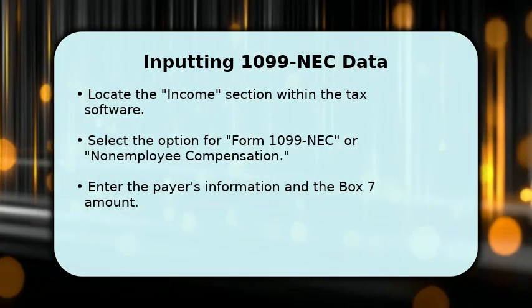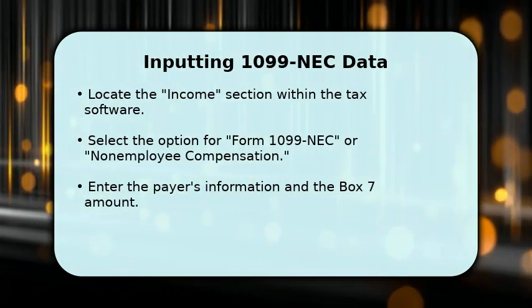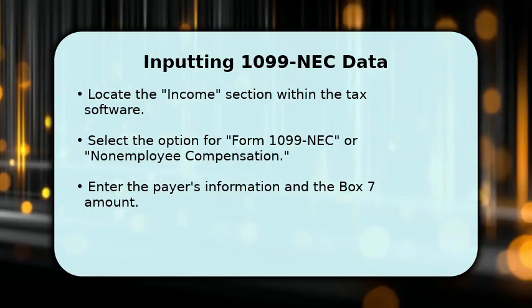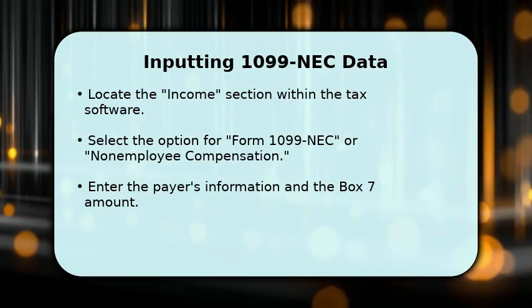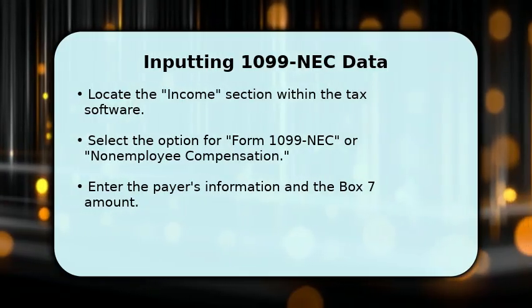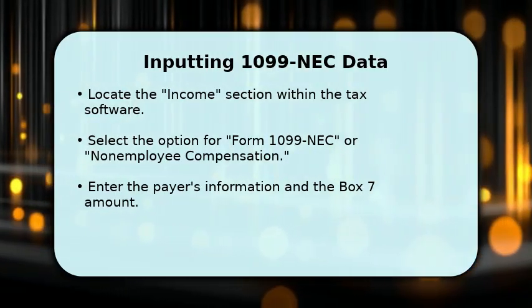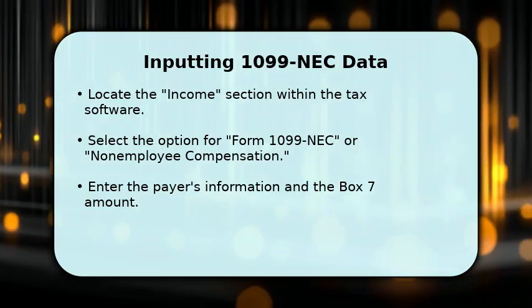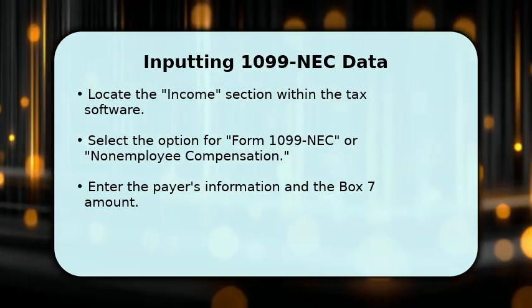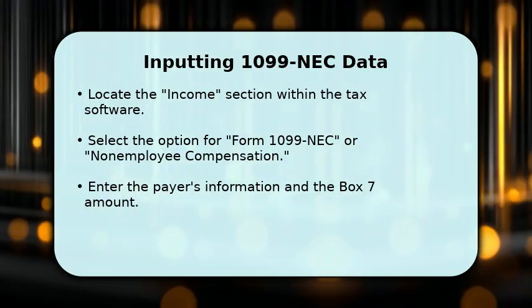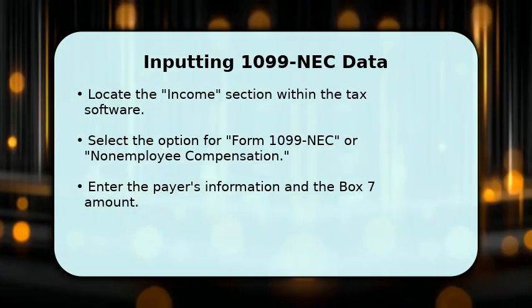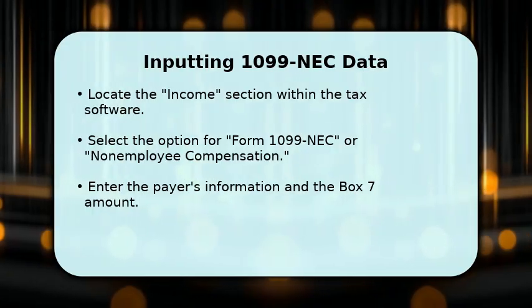Once logged in, navigate to the income section of your H&R Block software. Look for the option specifically for Form 1099 NEC or non-employee compensation. Here, you will accurately input the payer's details and the total amount reported in Box 7. Double-check these figures to ensure they match your physical or digital Form 1099 NEC exactly, preventing any discrepancies.